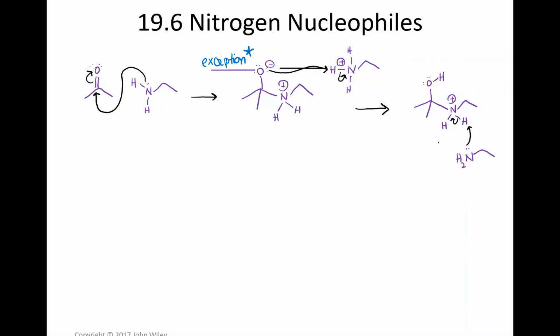And it might be tempting to try to draw a lot of stuff going on at once, but remember with mechanisms, it's better to show each step separately. So we'll go ahead and draw the deprotonated intermediate. Now it's neutral, so it can pick up another proton to become positively charged. That proton will likely come from another ammonium ion.